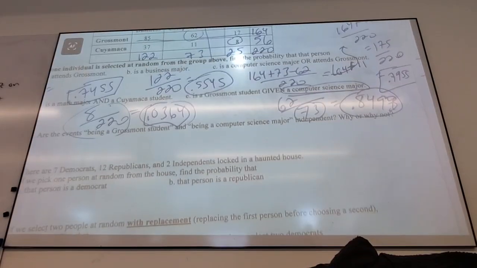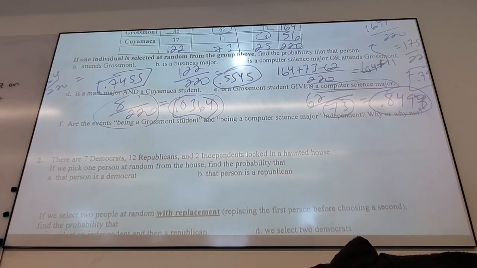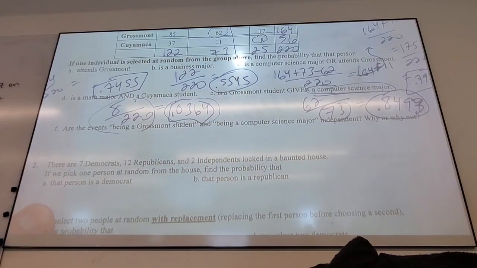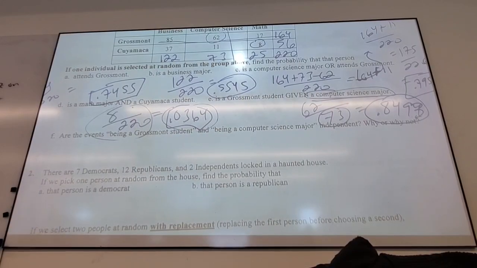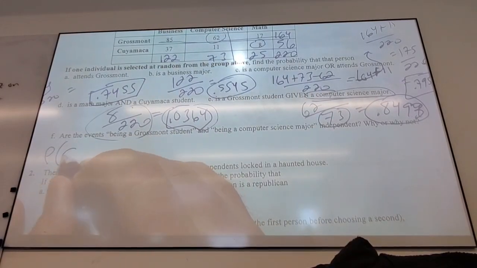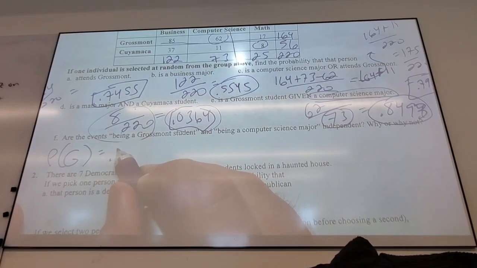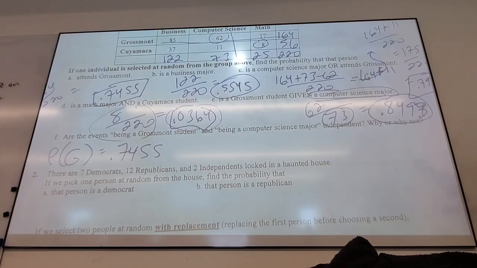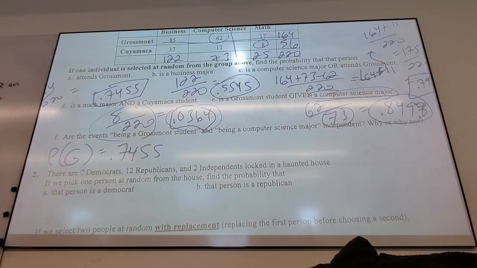How you guys doing? Look at part F. We're going to do this one together, obviously, because I haven't talked about the idea of independent. What is the probability that I pick a Grossmont student? We calculated that, didn't we? What is it? 0.745.